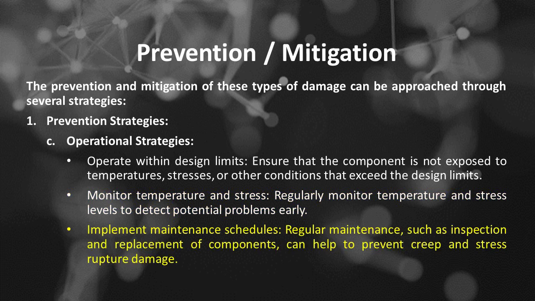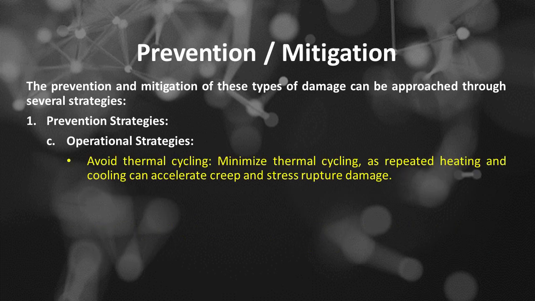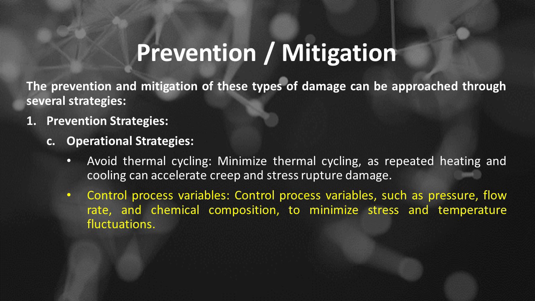Implement maintenance schedules. Regular maintenance, such as inspection and replacement of components, can help to prevent creep and stress rupture damage. Avoid thermal cycling. Minimize thermal cycling, as repeated heating and cooling can accelerate creep and stress rupture damage. Control process variables. Control process variables, such as pressure, flow rate, and chemical composition, to minimize stress and temperature fluctuations.